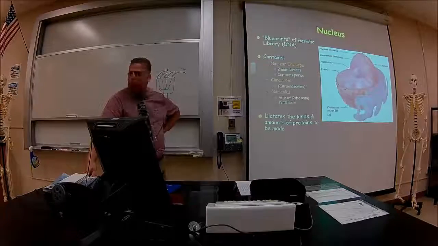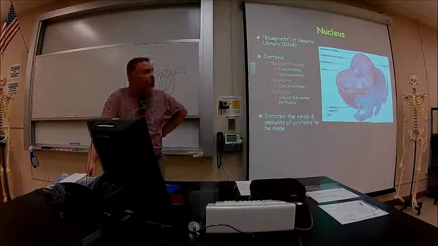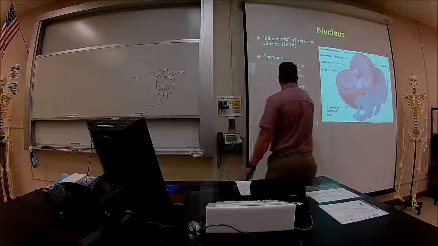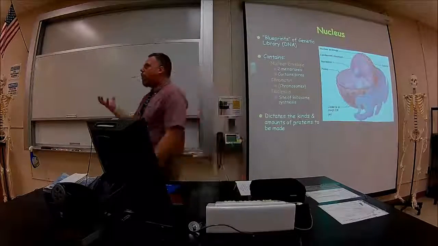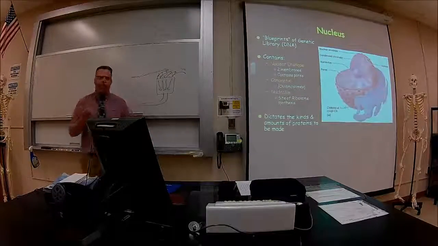There's something called chromatid. Isn't that just an arm of the chromosome? Mm-hmm. Yep, and I'm going to show you that. It's part of a chromosome. And we'll talk about that when we actually get into what DNA looks like, what genetic material looks like.